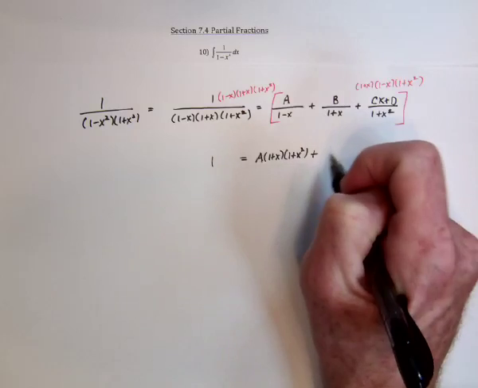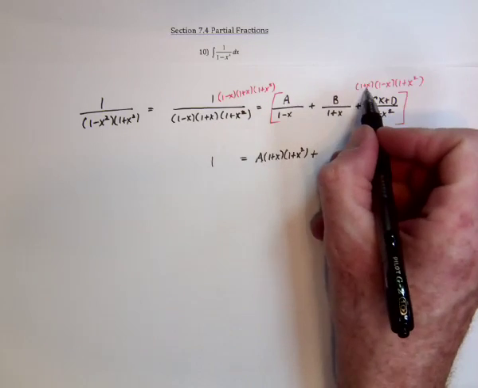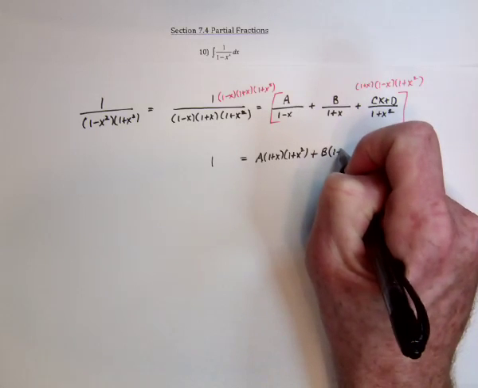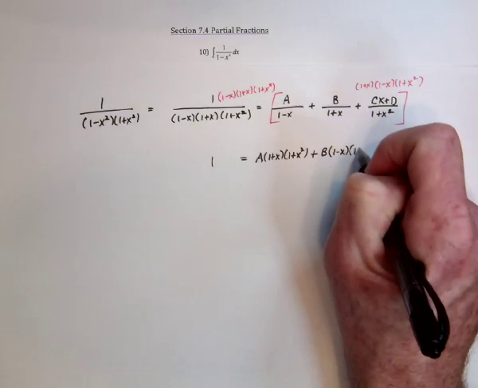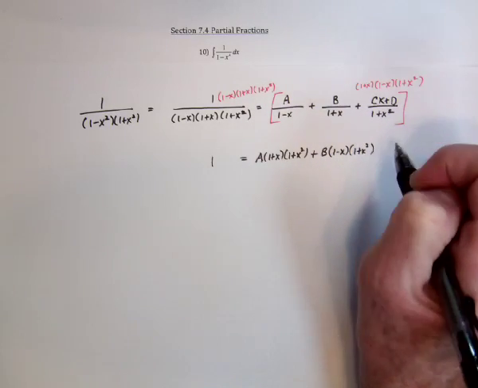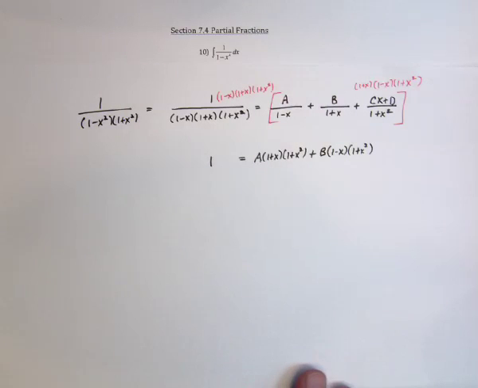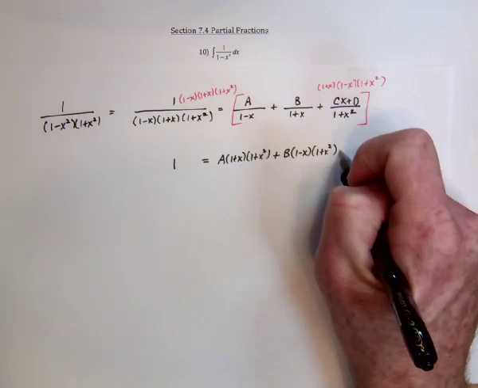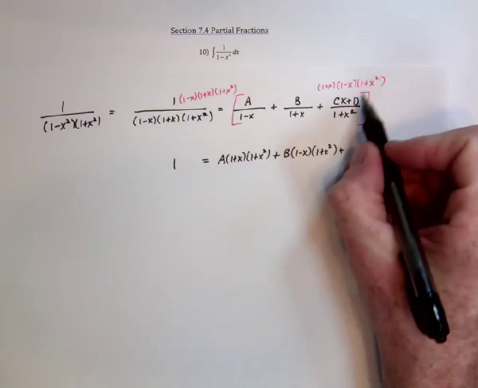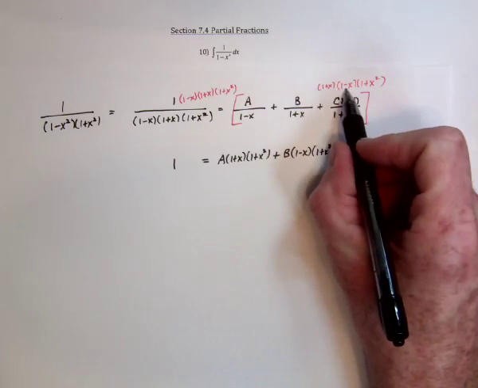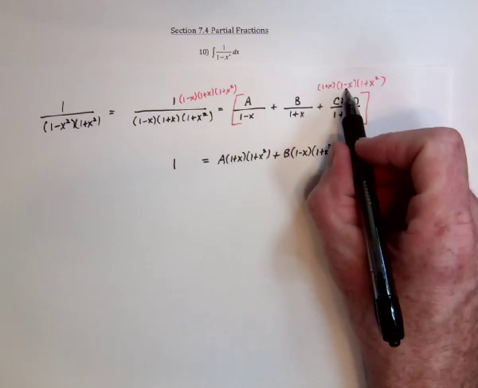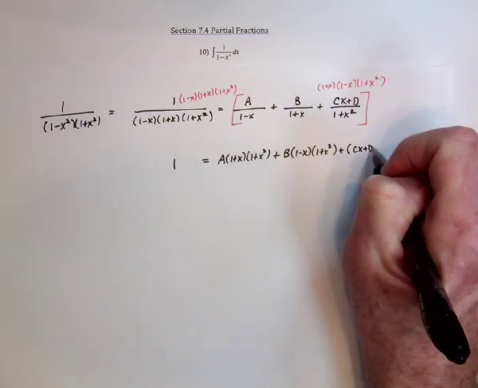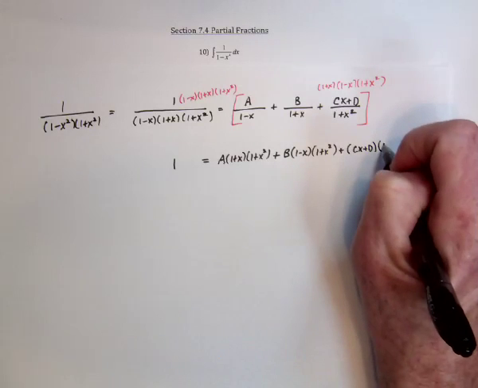And then the b would have the 1 plus x cancelled, but it would still have 1 minus x and 1 plus x squared. And then for the cx plus d, 1 plus x squared will cancel, but we'll still have this, which I'll just go ahead and multiply out. So the cx plus d gets multiplied with 1 minus x squared.